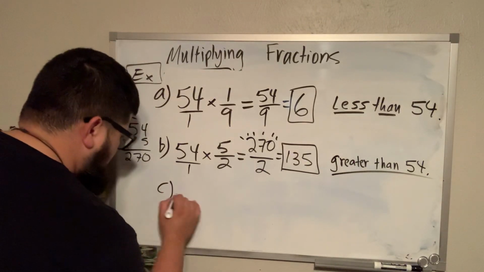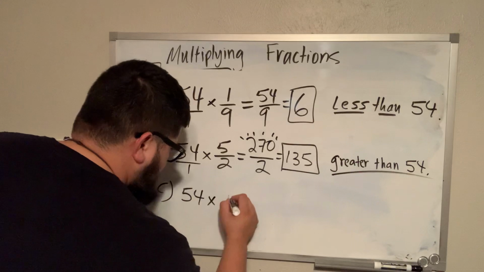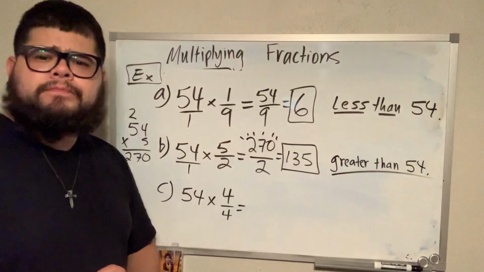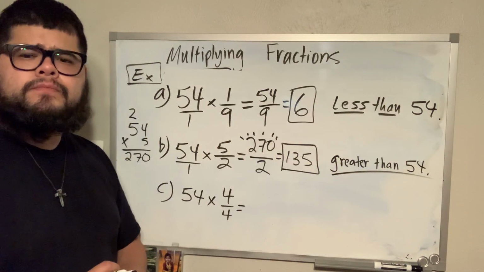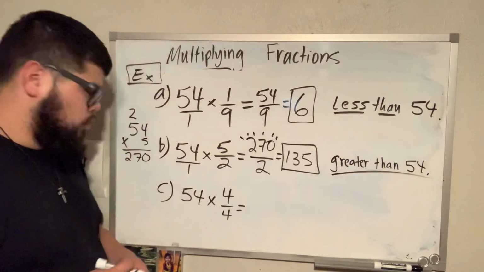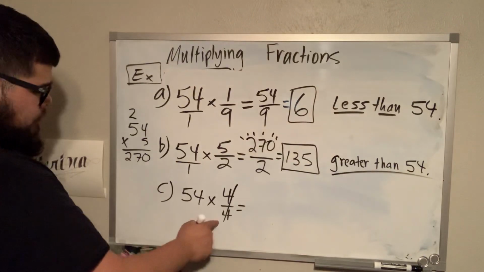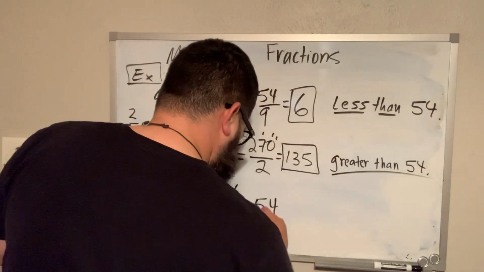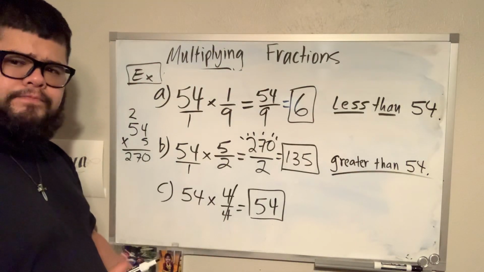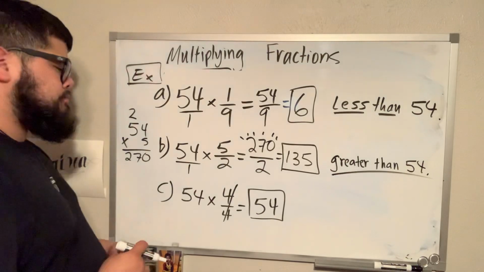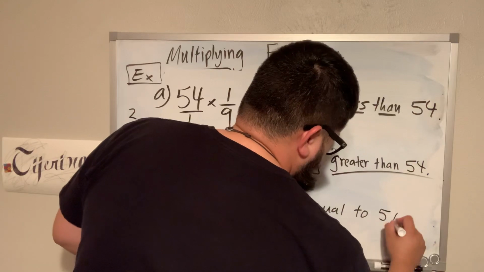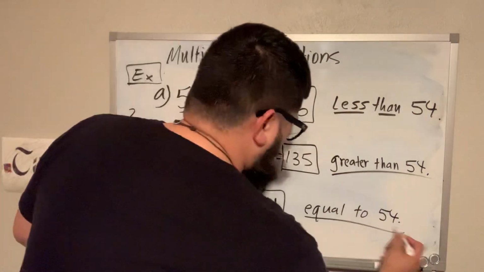Now, part C, we're going to get 54 times 4 over 4. What do you notice about 4 over 4? What is it equal to? What's 4 divided by 4? 1, right? So they cancel. 54 times 1 is 54. Now, is 54 greater than 54, less than 54, equal to 54? Equal to 54. Okay? So, we got to see what happened here.